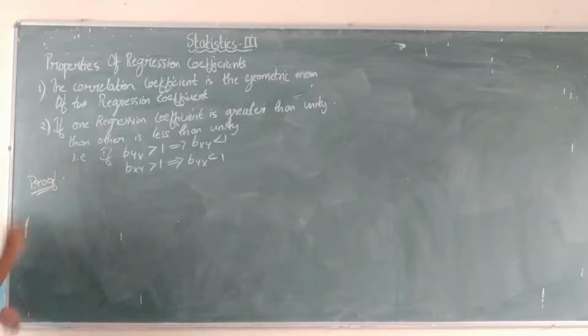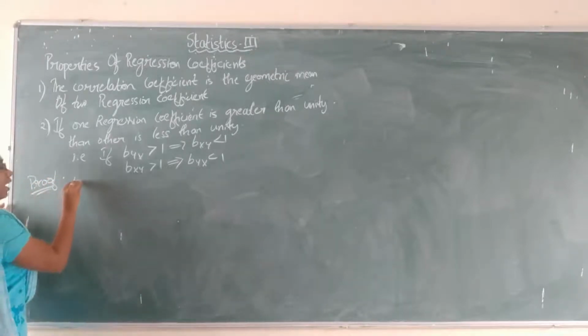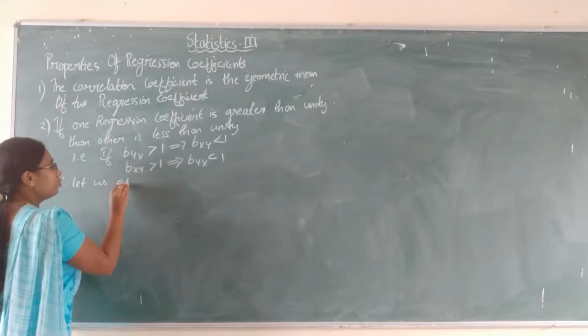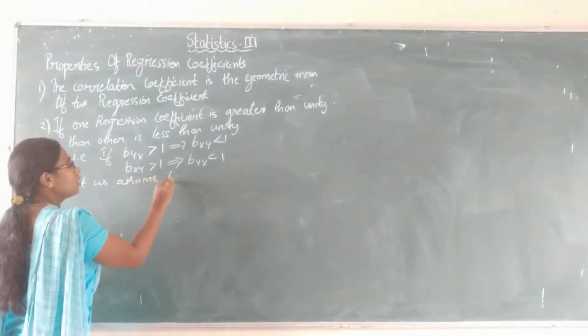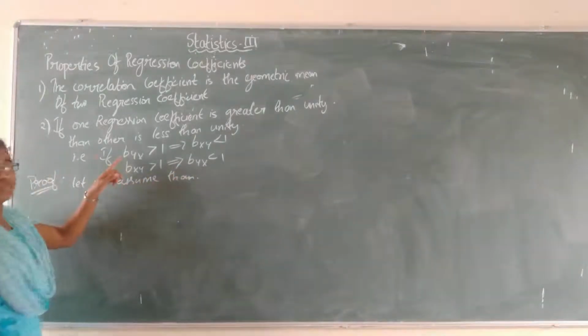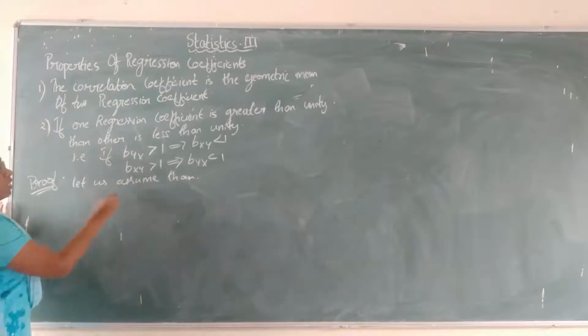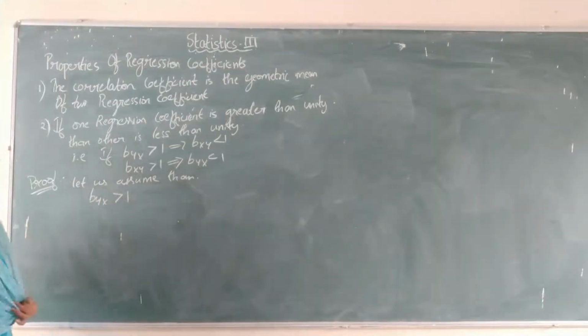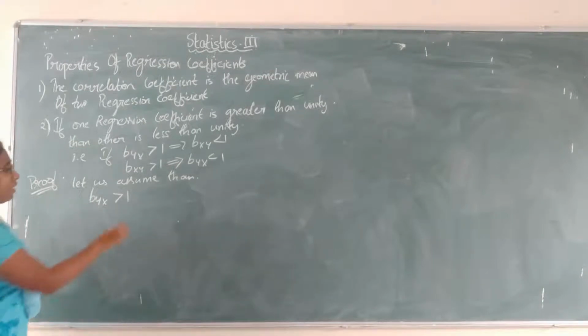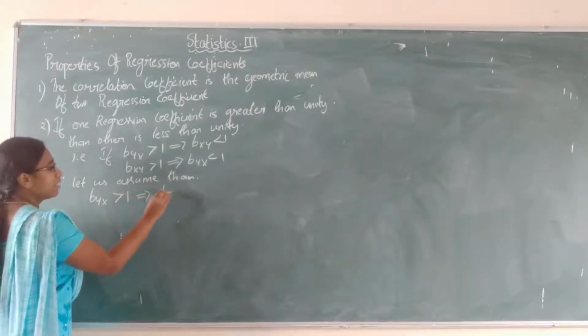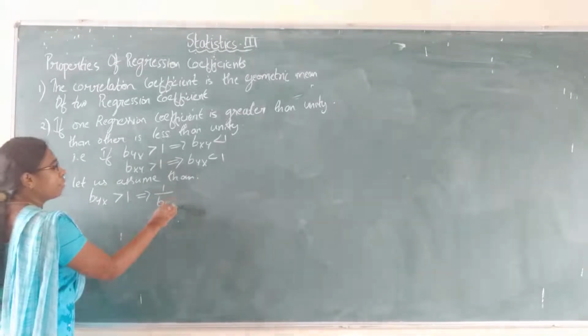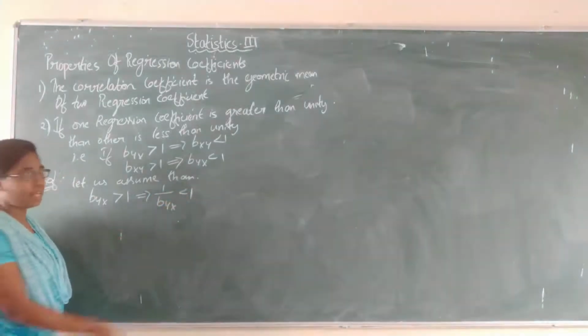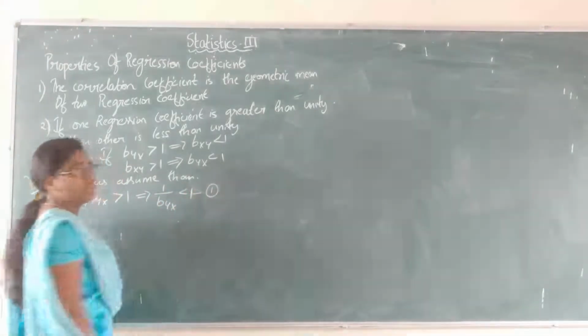So first in the proof, let us assume that Byx is greater than 1. If Byx is greater than 1, that implies that its reciprocal 1 by Byx is less than 1. So keep it as equation 1.